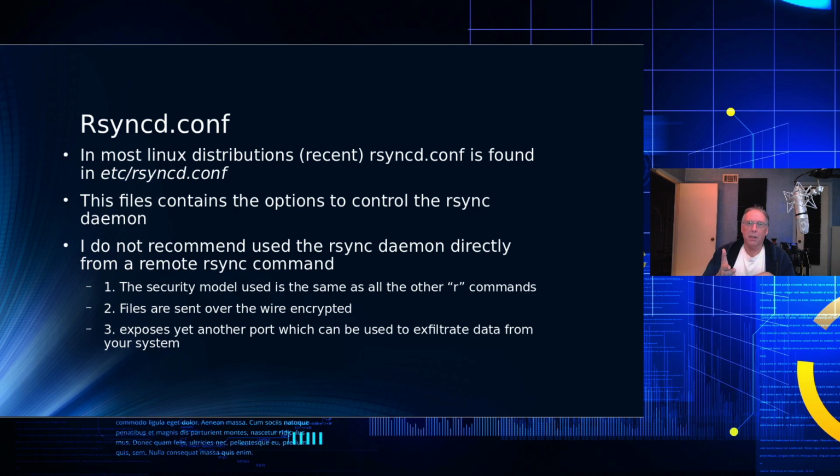I don't recommend either of those two methods, and the reason for that is the security model on all the R commands is weak. The files are not sent over the wire encrypted, and the second problem is you're opening up yet another TCP/IP port, only this one is designed to exfiltrate data. It's really designed to go after and just pull data out of your system. But it also is designed to inject malware into your system, because it also allows data to come in. And so, no thanks.